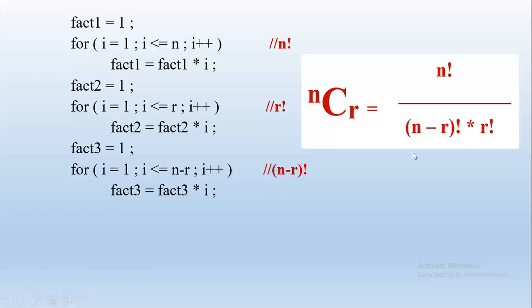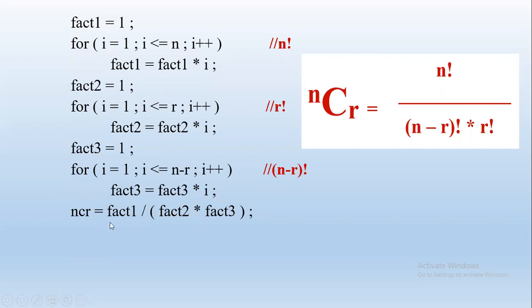So we got all the values, now substitute them. Fact1 is nothing but n factorial. Fact2 is r factorial. Fact3 is n minus r factorial. We know if we interchange these two, it is the same. So fact3 into fact2 or fact2 into fact3 is the same. So we just substituted all the 3 values in the formula.